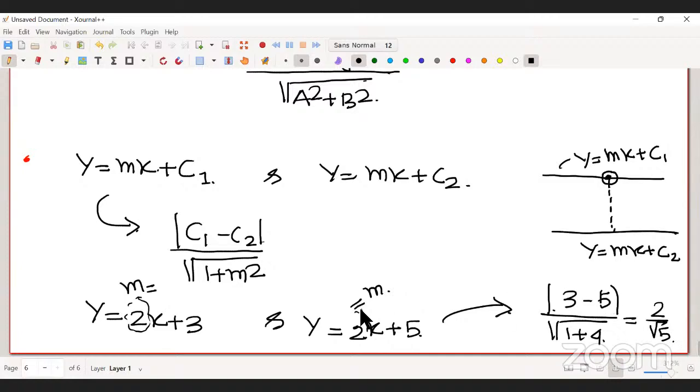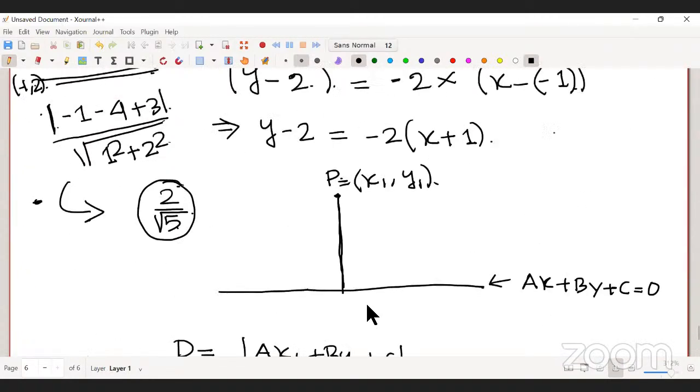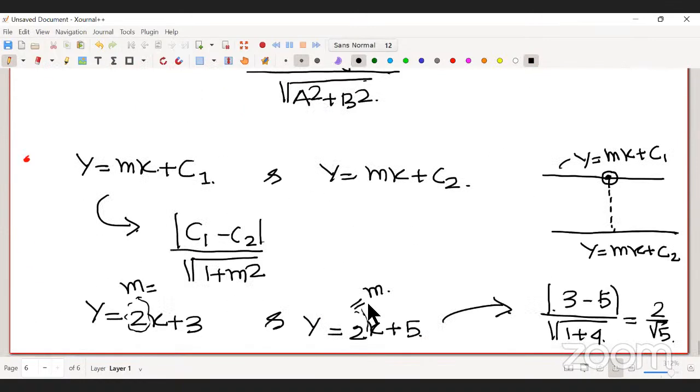Okay. Sir, I have a doubt in the formula. Sir, in the formula, don't we use the modulus upon under root a square plus b square? Sorry?